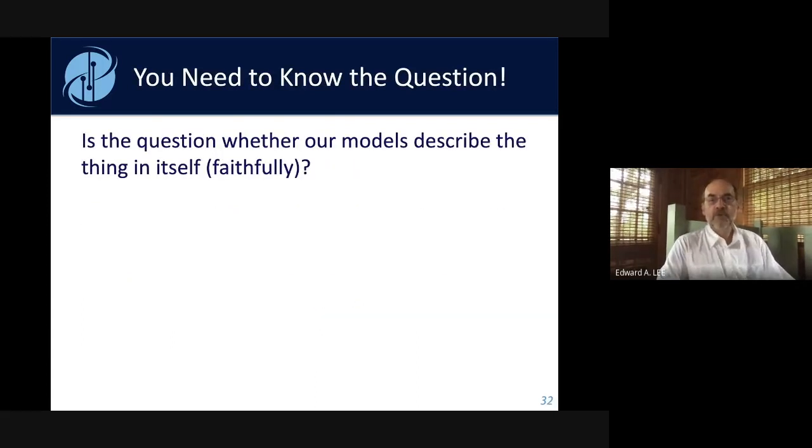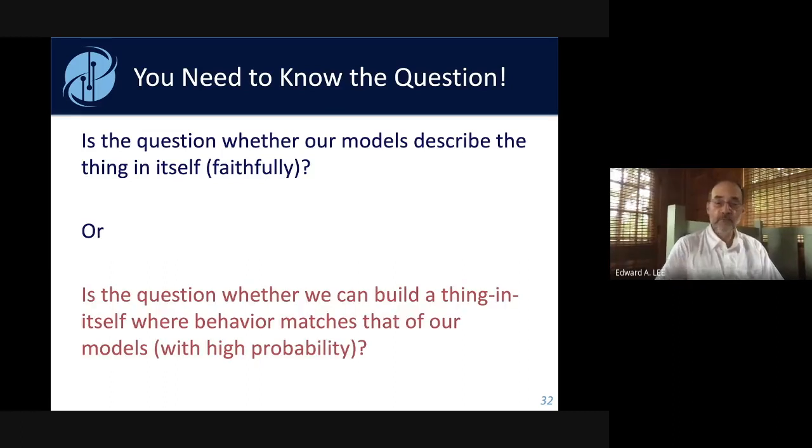So when you choose the modeling strategy, you need to know what question you're asking. So is the question whether your models describe a thing in itself faithfully, or is the question whether you can build a thing in itself where the behavior will match that of your models with high probability?